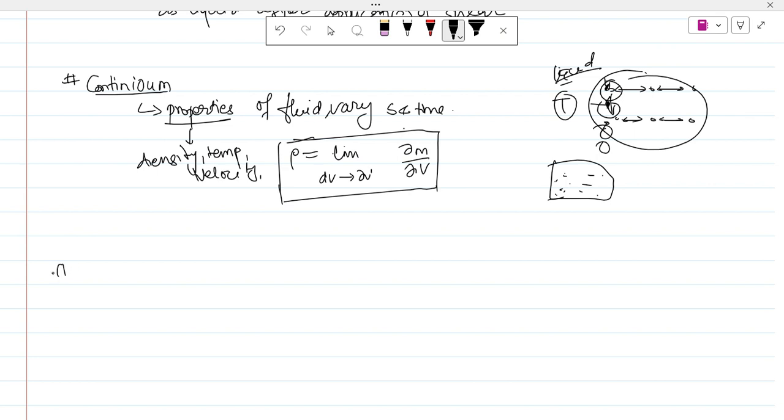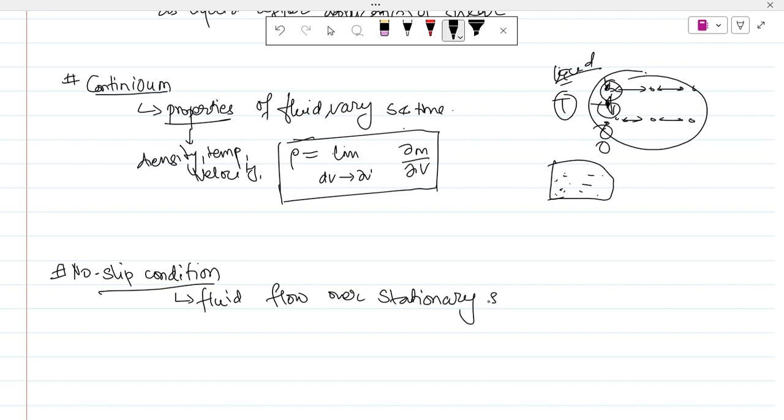There is a no slip condition, which is the nature of the flow when a fluid flows over a stationary surface. Then there occurs, we see like this is a stationary plate, and a fluid is flowing over it.